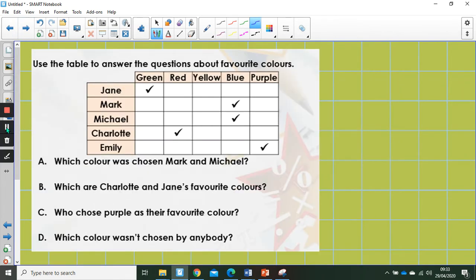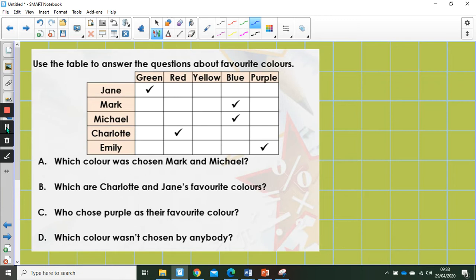So this table is asking us to answer questions about favourite colours. So we can see that 5 people have been asked what their favourite colours are, and then the colours at the top have been ticked to show which ones they are. So when this person's collected their data, they've already decided that those must be the most popular colours. I wonder what you would do. You might have needed an extra column for other, in case someone didn't choose those colours.